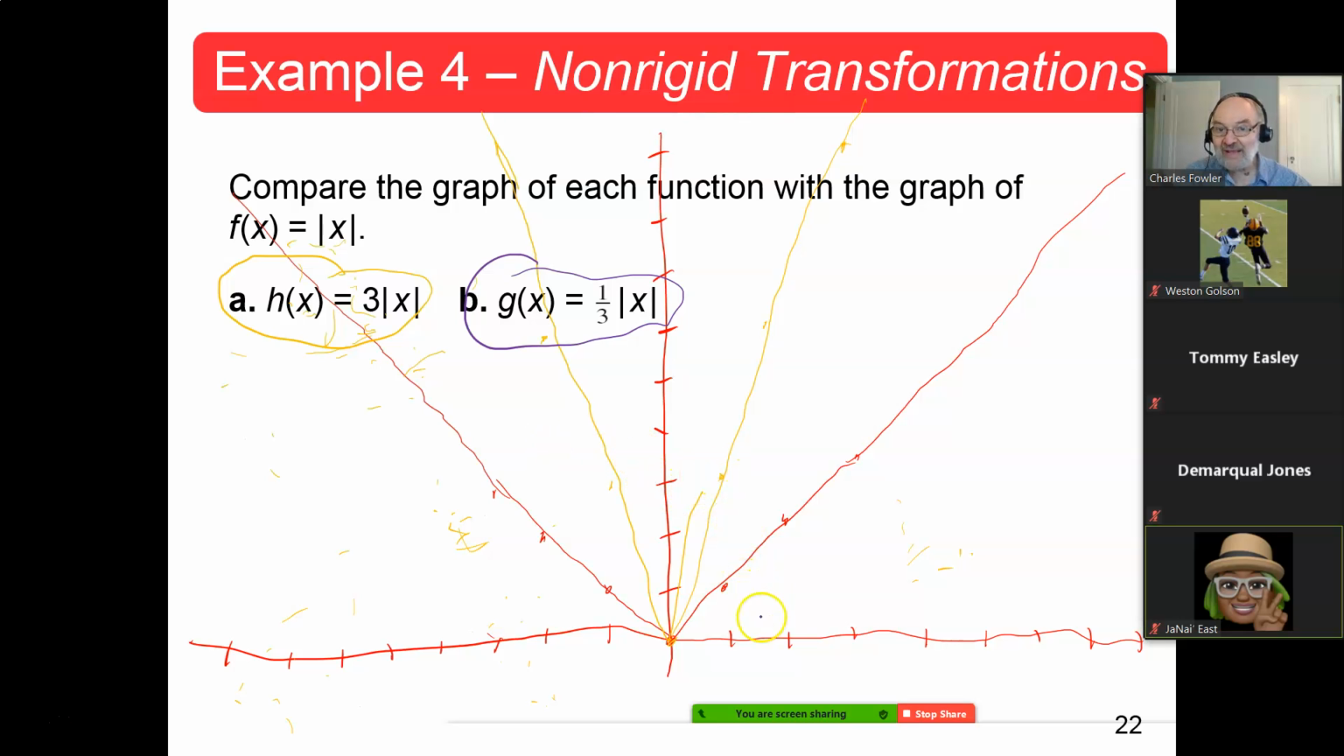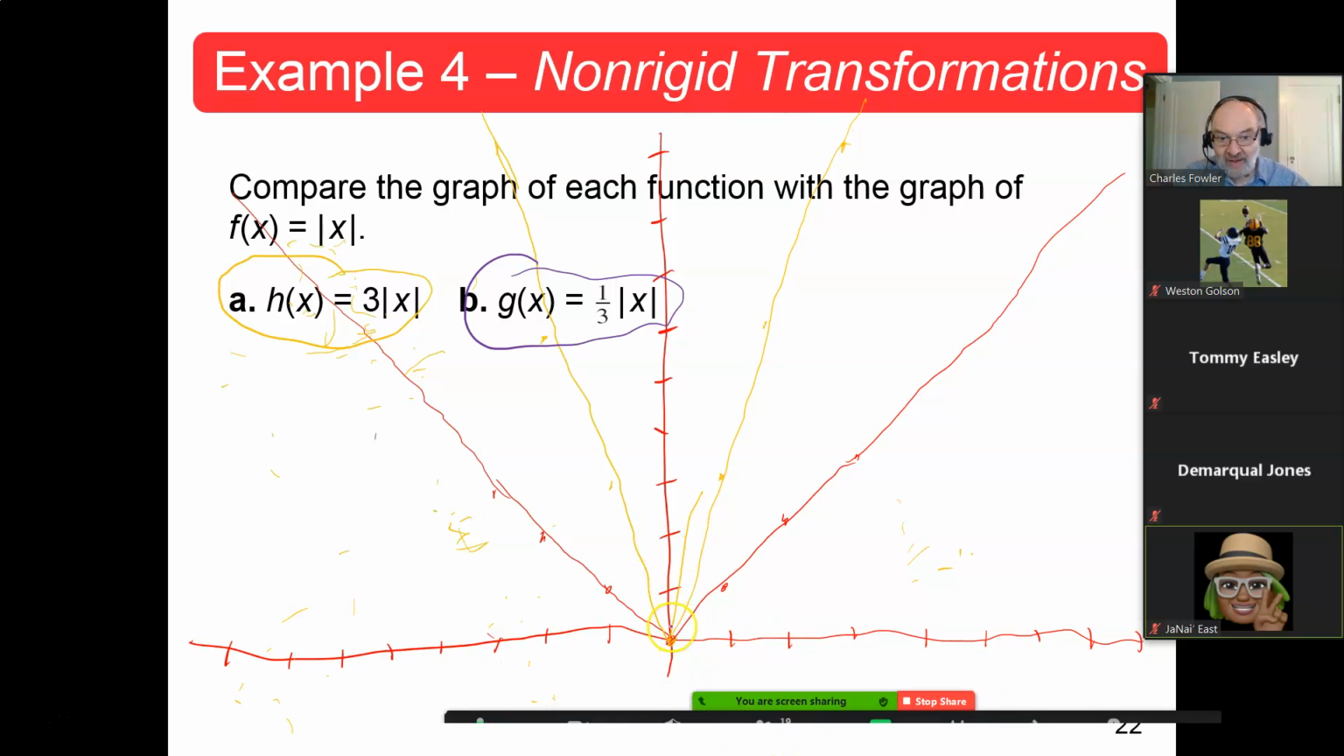This time we're taking all of the y values, the f of x, and we're multiplying by 1/3. In other words, a number between 0 and 1. So 1/3 of 0 is still 0. 1/3 of 1 is 1/3, not 1. 1/3 of 2 here would be 2/3.